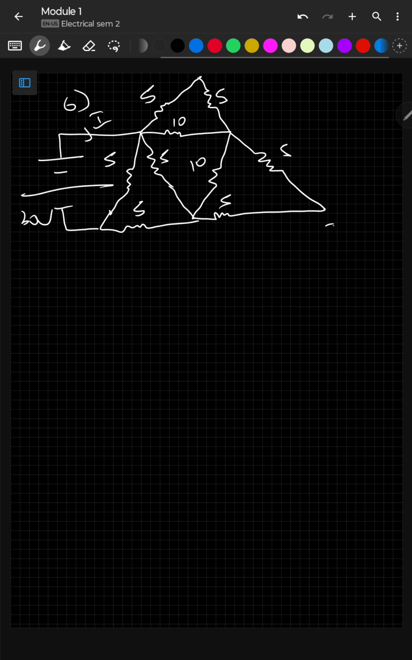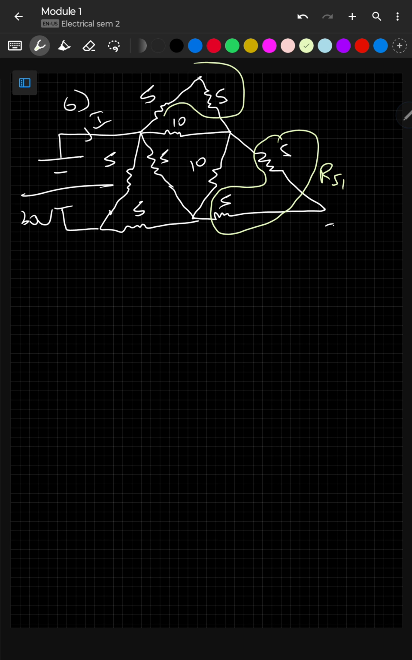What now can we do first? Let's focus. I can see that we can solve this as RS1. We can solve this as RS2. Anything else we can solve? Nothing as of now. So let's solve RS1 and RS2. RS1 we know is going to be 5 plus 5, that is going to be 10. And RS2 is also going to be 5 plus 5, that's going to be 10. First redraw the diagram.